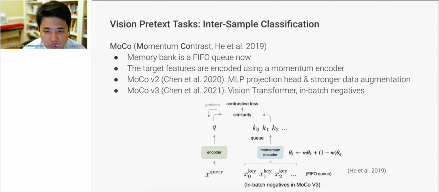and the group has been announcing improved versions of MoCo, where in version 2, they improved the performance by applying stronger data augmentation. And in version 3, they replaced the ResNet with a vision transformer and dropped the memory bank in favor of using in-batch negatives.